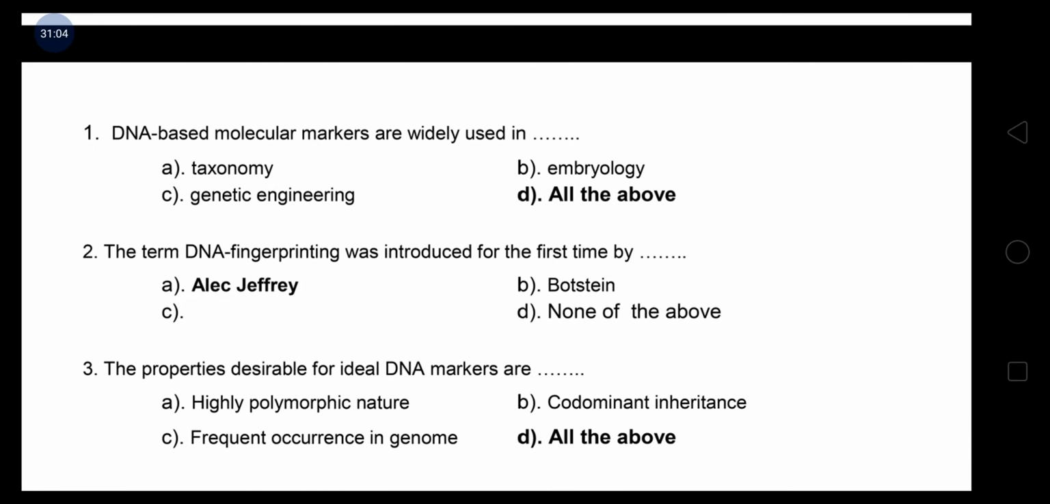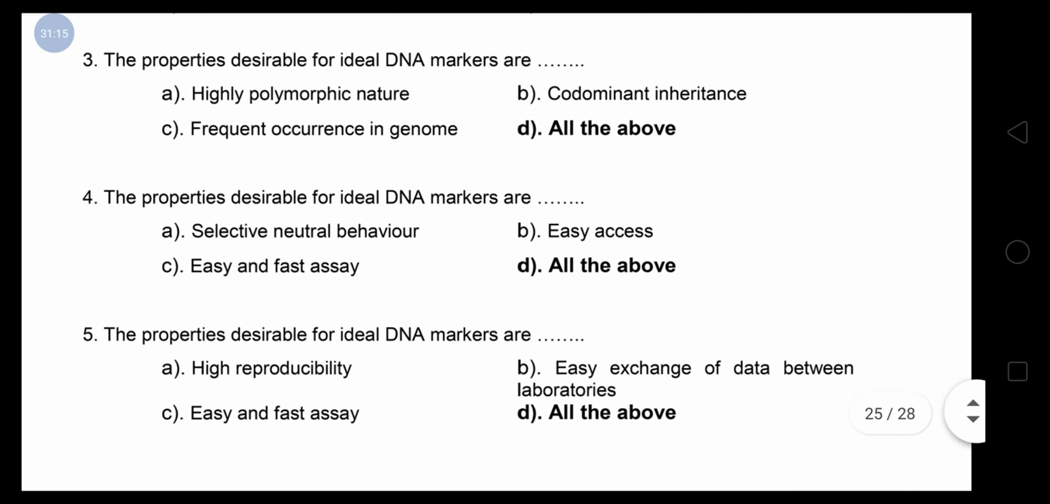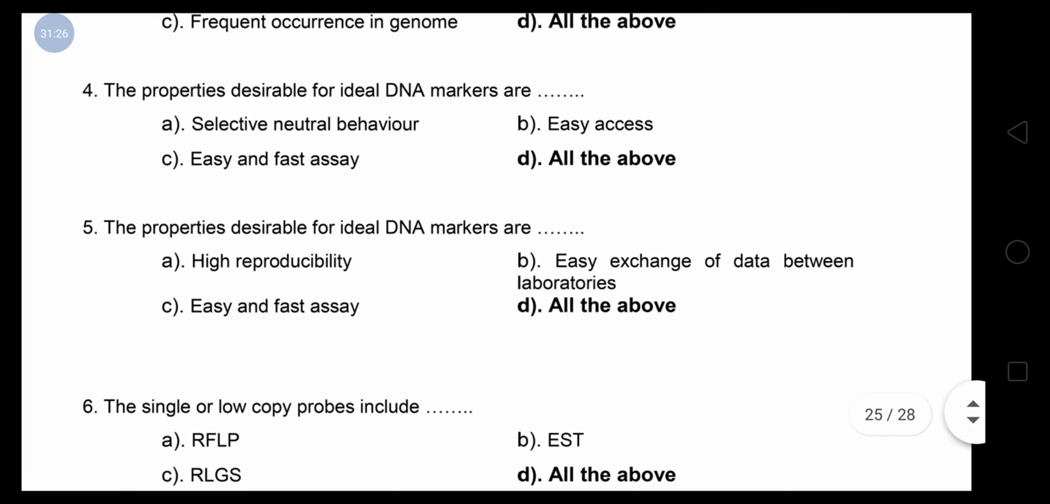DNA based molecular markers are widely used in taxonomy, embryology, and genetic engineering. The term DNA fingerprinting was introduced for the first time by Alec Jeffreys in the year 1985. Properties desirable for ideal DNA markers are highly polymorphic, codominance, frequent occurrence in genome, selective neutral behavior, and easy access. Other properties are high reproducibility, easy and fast assay, and easy exchange of data between laboratories.